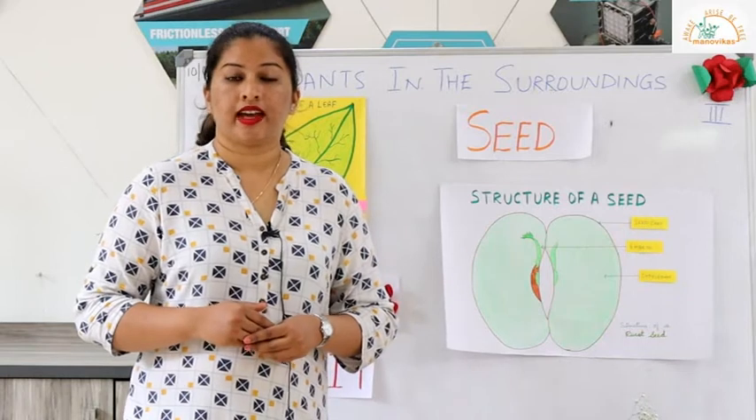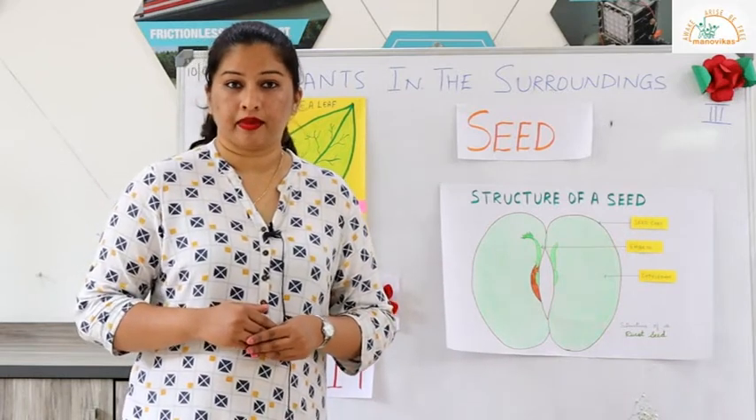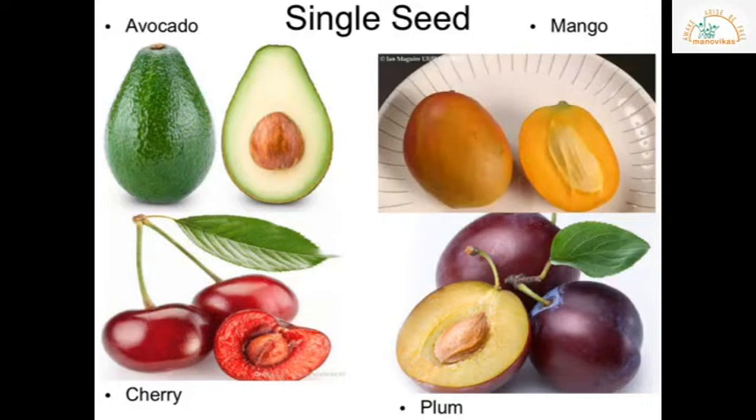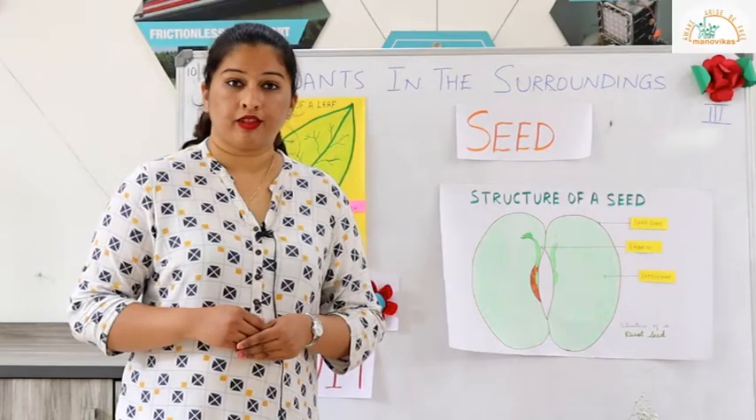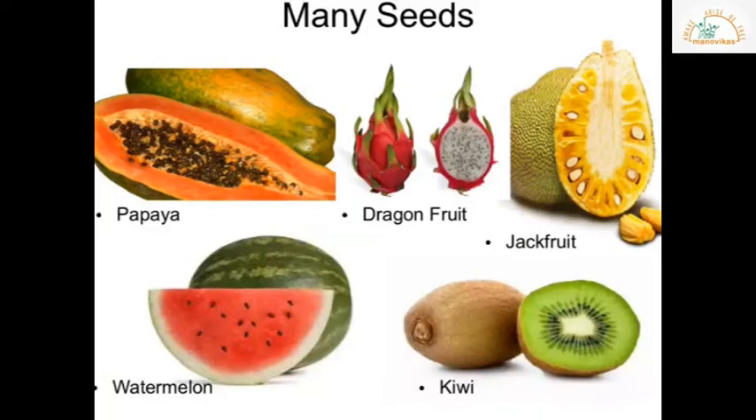Now some fruits have only one seed, or a single seed. Some examples of fruits that have a single seed are avocado, mango, cherry and plum. Some fruits have many seeds within them. Some examples of fruits that have many seeds are papaya, dragon fruit, jackfruit, watermelon and kiwi.